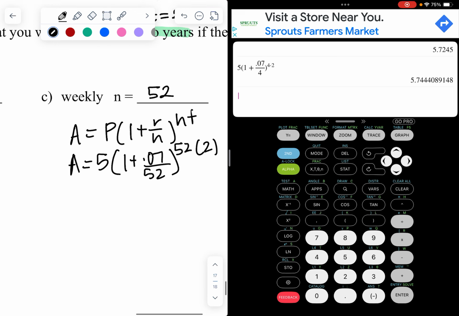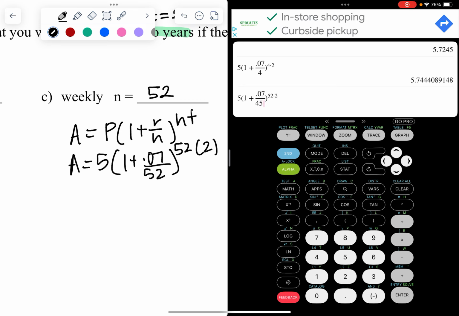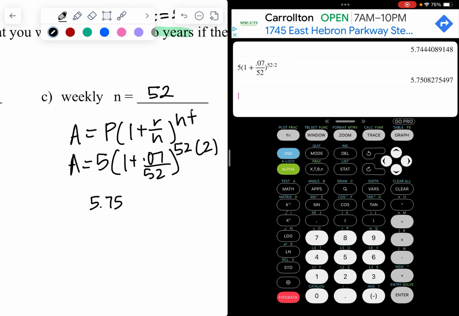And then for weekly, we just need to change the 4 to a 52. So second, enter, and change this one first. I think you can just override. On this app, I have to actually delete it. But be careful when you're overriding and you have less digits. You might override something you don't want to. And then $5.75.